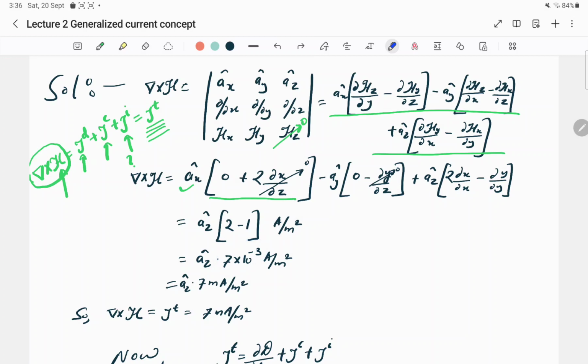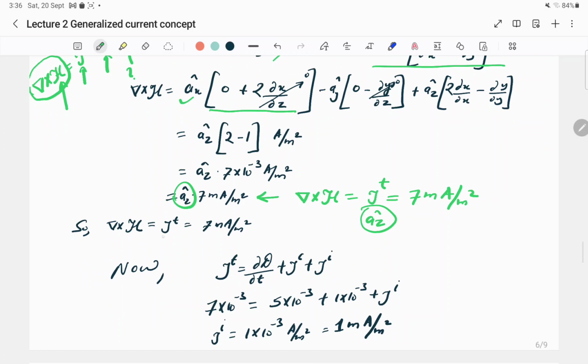So we can tell that this is del cross H, which is equal to J total. So the total current density is 7 milliampere per meter square. And you can also tell that the direction of the total current is along the Z direction, because the AZ cap component remains. So J total is equal to 7 milliampere per meter square.